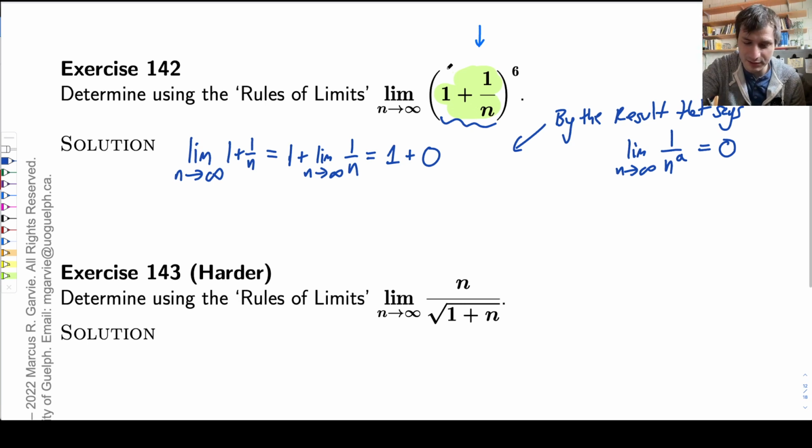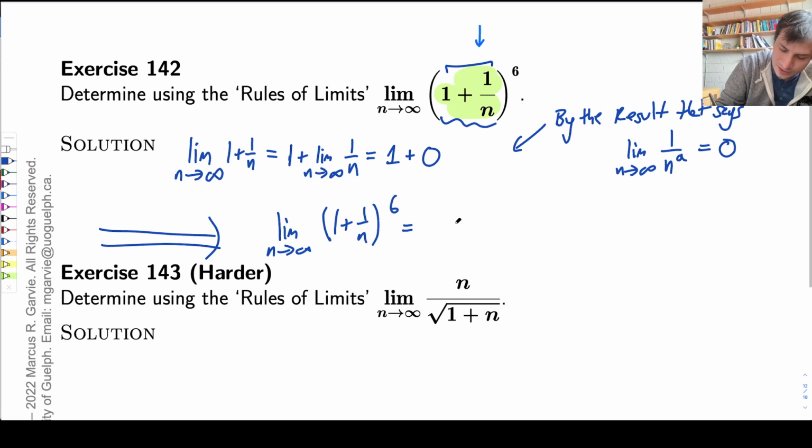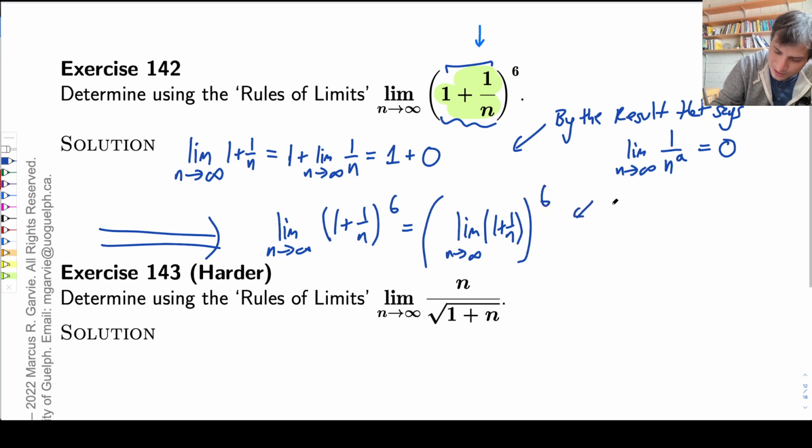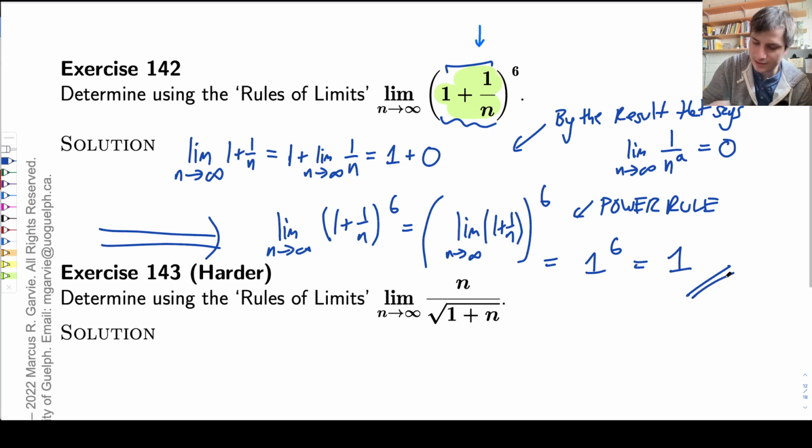In any case, the limit of this stuff in green over here is going to be 1. And so what is the whole limit that we're doing? By the power rule, the original limit, the limit as n goes to infinity of (1 plus 1 over n) to the power 6, it's going to be the limit of 1 plus 1 over n, all to the power 6. And this is what is called the power rule for limits, right? So you can split it into two parts, the stuff inside to the power 6 and the part taking the things to the power 6, and you can do the limit of the little part first. And we did that already. That is 1 to the power 6. And 1 to the power 6 is 1. So the final answer is 1.